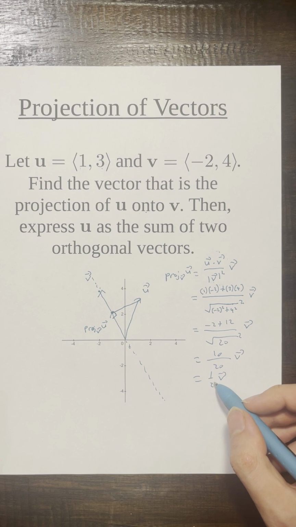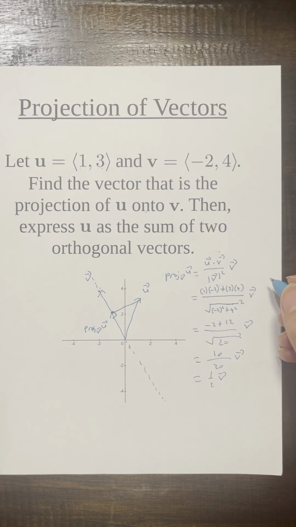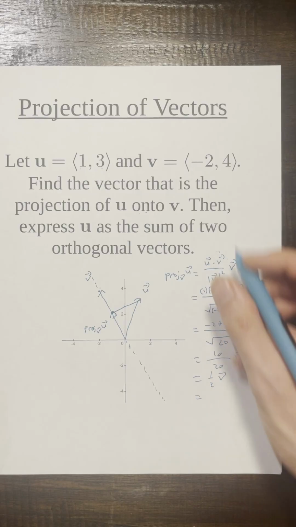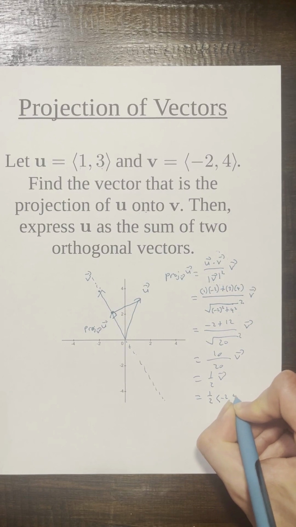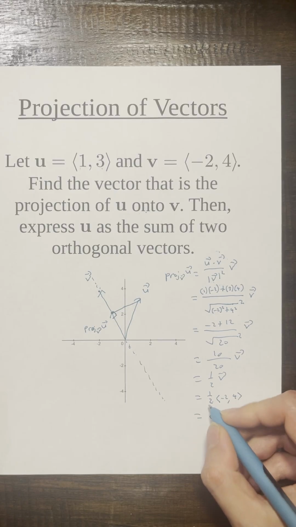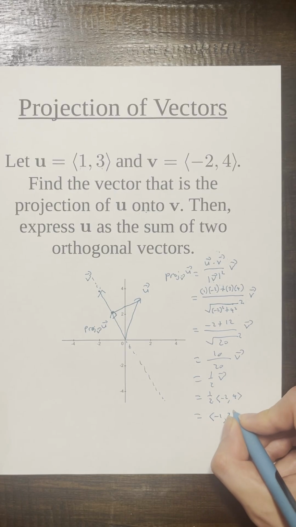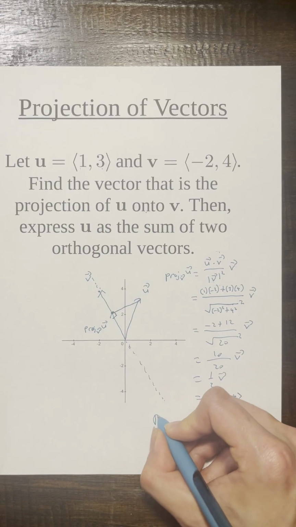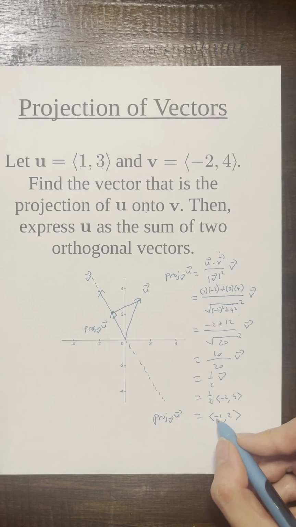Okay, so this is just 1/2 times vector v. So we can go ahead and plug vector v into this. What's 1/2 times -2? -1, and what's 1/2 of 4? 2. Okay, so the projection of u onto v is -1, 2.